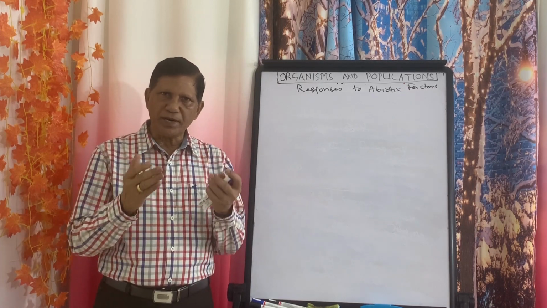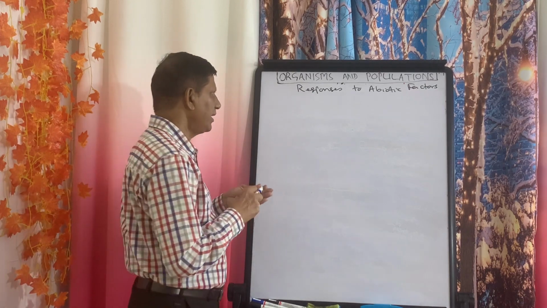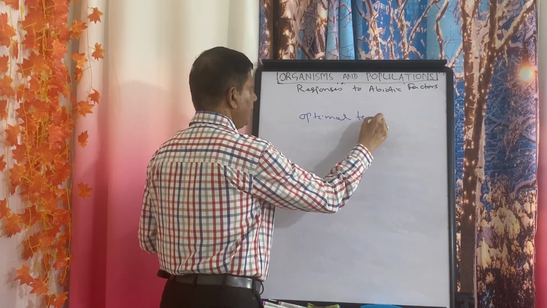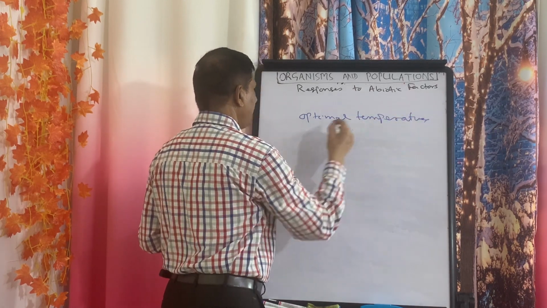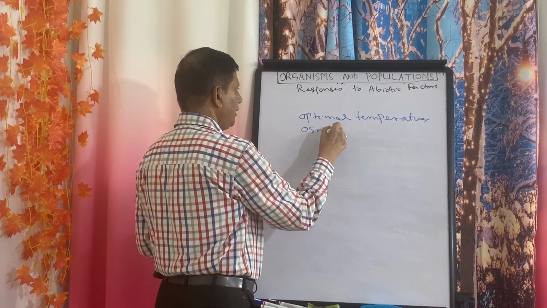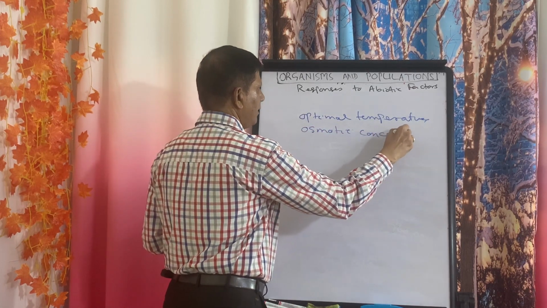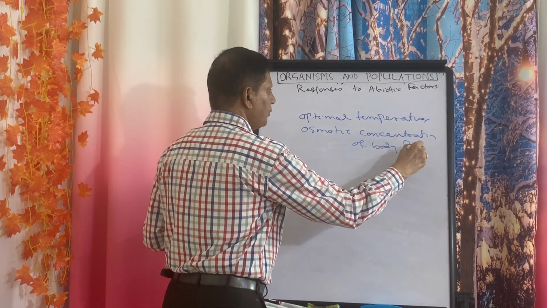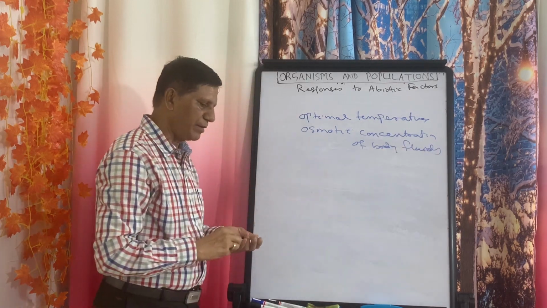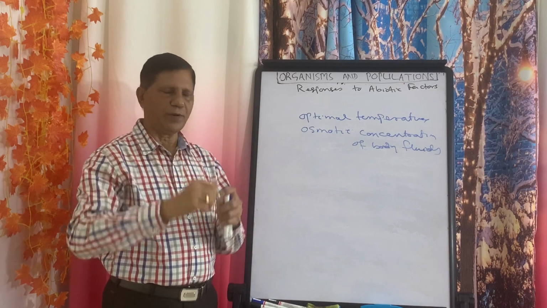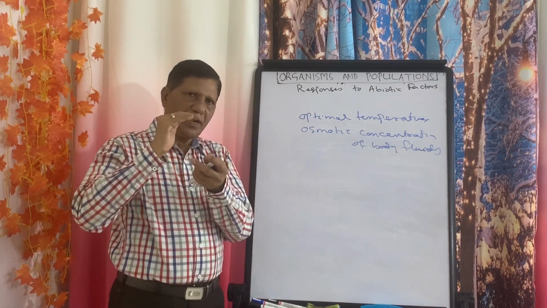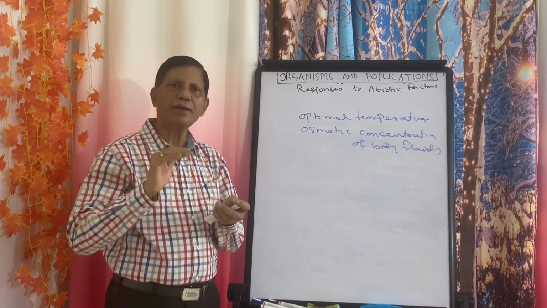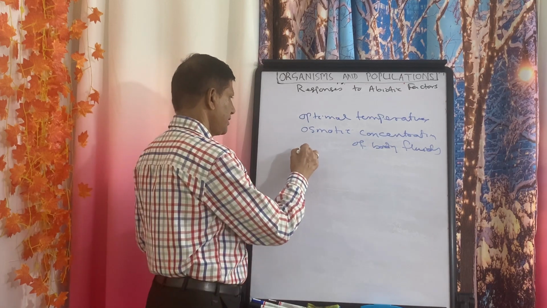So these things which maintain the constancy, that is usually the optimal temperature, and another is the osmotic concentration of body fluids. If these two things are maintained, then the animal can survive in a better way. When the optimal temperature of the cell is maintained and osmotic concentration is maintained, the cell will function normally. This is known as homeostasis.